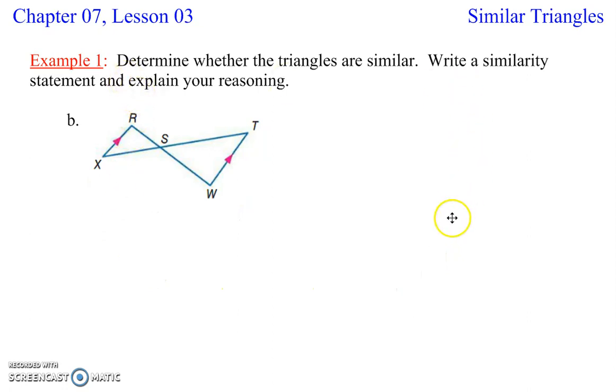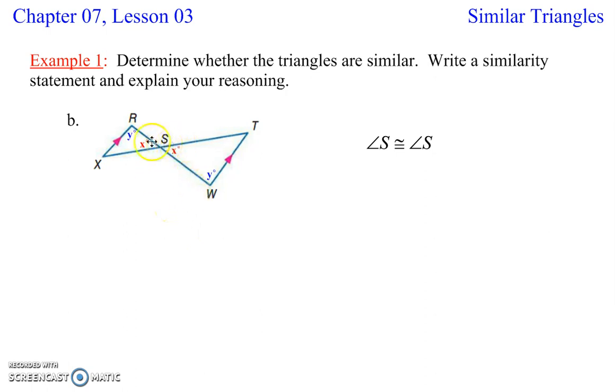Determine whether these triangles are similar. Write a similarity statement and explain your reasoning. Well, there's several ways we can do this here because we know that these two are parallel. We could say these two angles at S are congruent. You could have also used any of these. Since they're parallel, they are alternate interior. You could have used this one, alternate interior also.